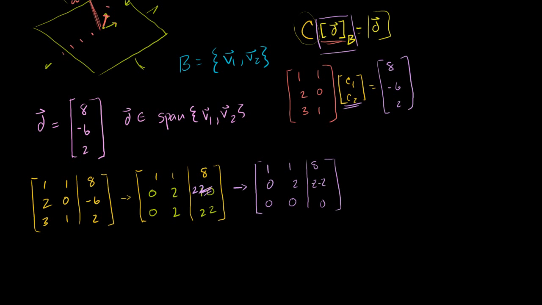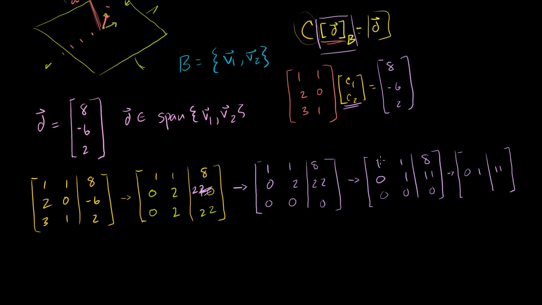Now let me divide my second row by 2. So I get 1, 1, and 8. And then this one becomes 0, 1, and 11. And then, of course, the third row is just a bunch of zeros. And then let me keep my middle row the same. So it's 0, 1, and 11. And then let me replace my first row with my first row minus my middle row.